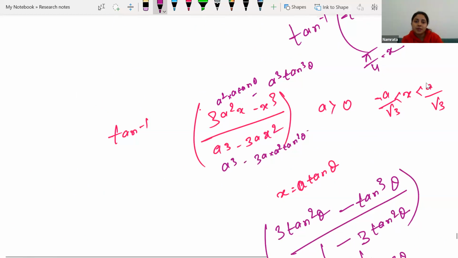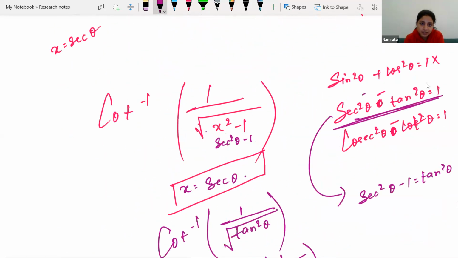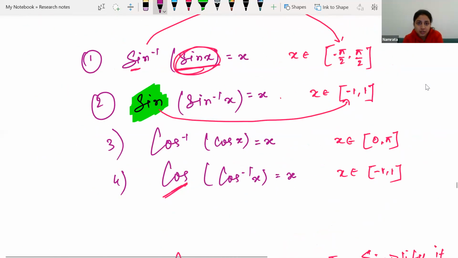Why will it not be 7 pi by 6? Anyone? Any idea why it will not be 7 pi by 6? Let's see. Now only we were discussing one concept where I was telling you that whenever we are having such an arrangement, cos inverse of something, the x value or the theta value must be lying in this interval, 0 to pi. That means 0 to 180.